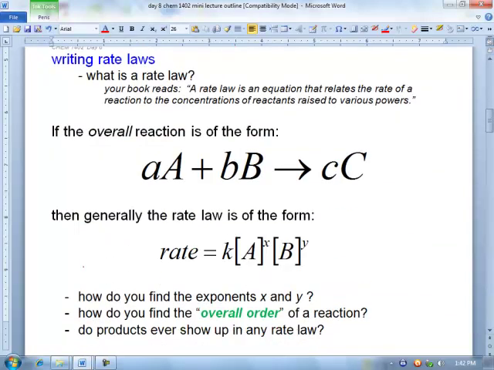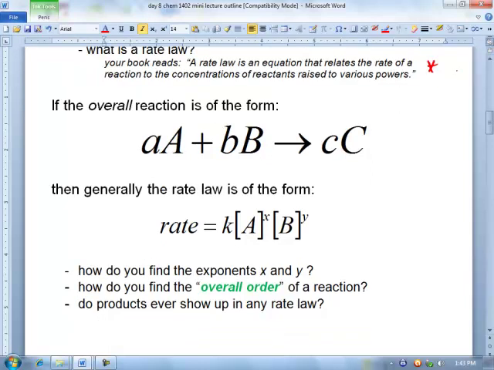Okay, writing rate laws. What is a rate law? Well, the book says a rate law is an equation that relates the rate of a reaction to its concentrations of reactants raised to various powers. It sounds confusing, but this is the goal for today, to try to write rate laws, figure out what those powers are. Here's a general reaction.